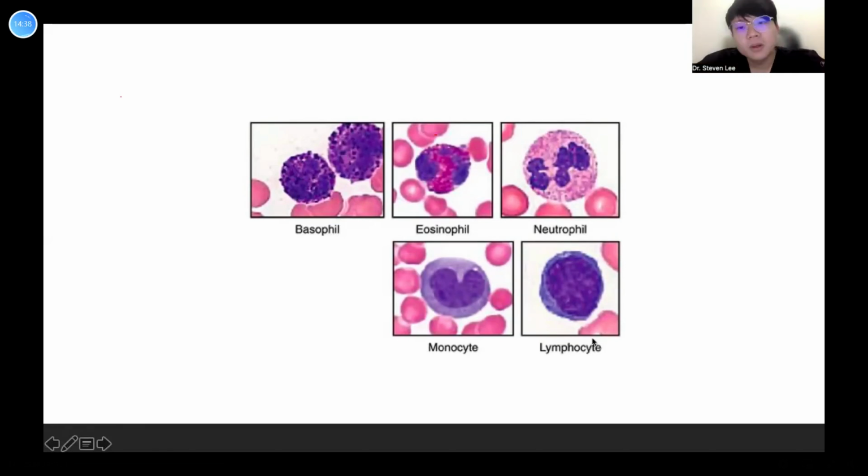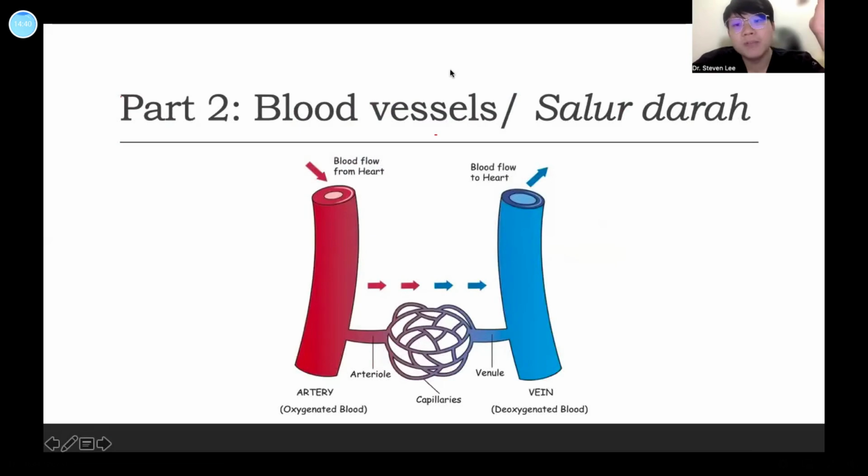Okay, so we go on to part 2, which is the blood vessels. We go to blood 2, which is blood vessels. For this part, I want you to go to my first essay question. Can you please go to my first essay question in notes? Basically that question came out a few years back as an SPM question.